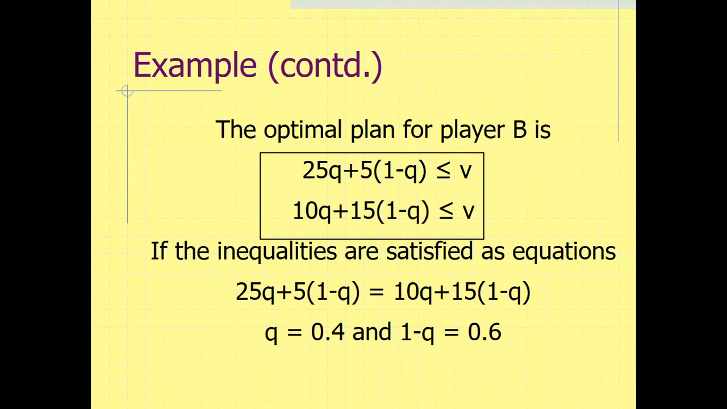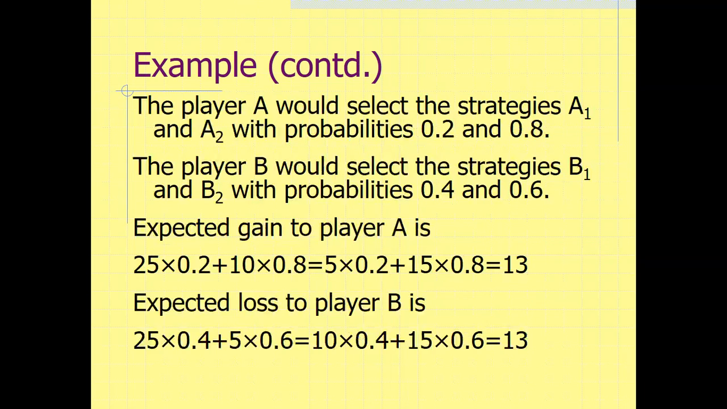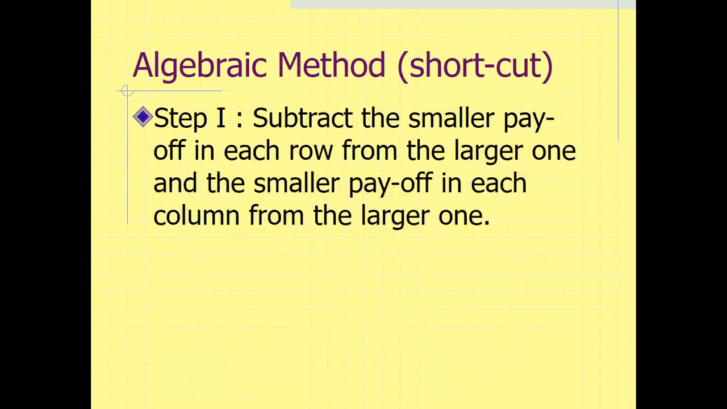Again, solving these as equalities, we get Q equal to 0.4. Therefore, 1 minus Q comes out to be 0.6. Now, the expected gain to player A, which is the value of the game, is determined by substituting the value of P or Q in any of the expected values as given below. This comes out to be 13 after substituting these values. Thus, the value of the game is equal to the expected gain to player A or the expected loss to player B.